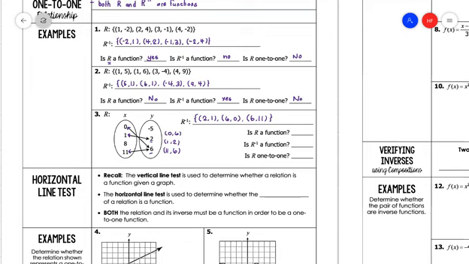Then is R a function? Looking at just our x values, do any of them repeat? No, so yes, it is a function. Then is R inverse a function? No, because we see that 6 is an x value twice, so R is not one-to-one.